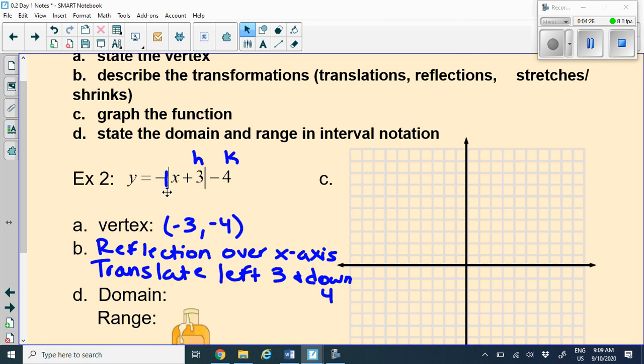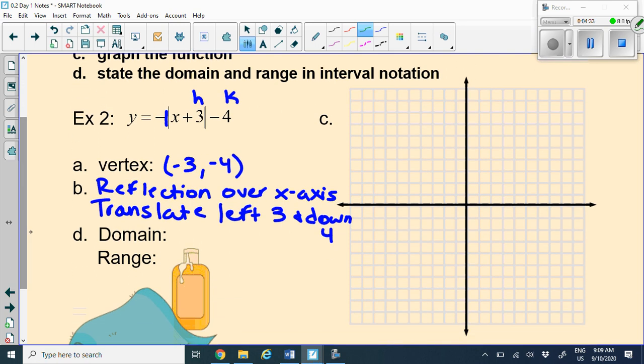So how we're going to graph is we're going to take our vertex first. So negative 3, negative 4. Let's plot that. Now, what we're going to do is we're going to use the A value as our slope, okay? So the A value can represent slope. So negative 1 means that we're going to go down.